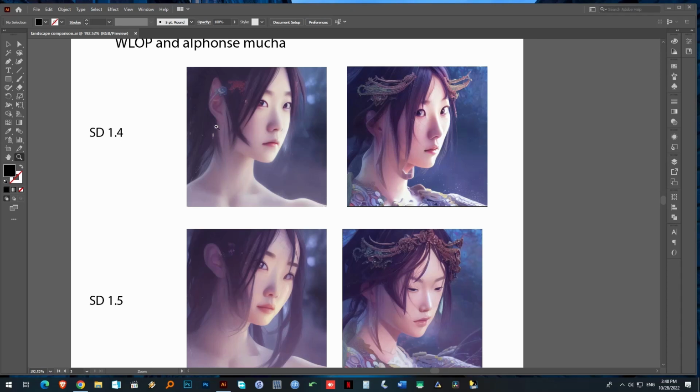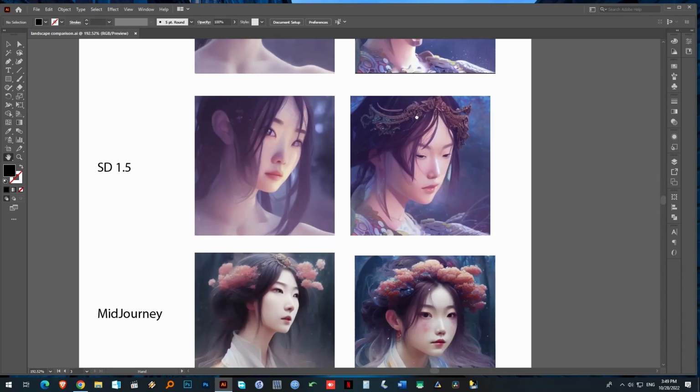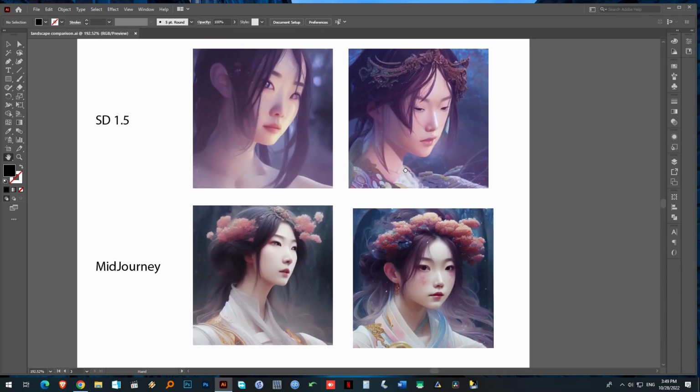So the first row is the result that I got with Stable Diffusion version 1.4, and the second one is with Stable Diffusion version 1.5. Then I tried the Midjourney Stable Diffusion checkpoint.